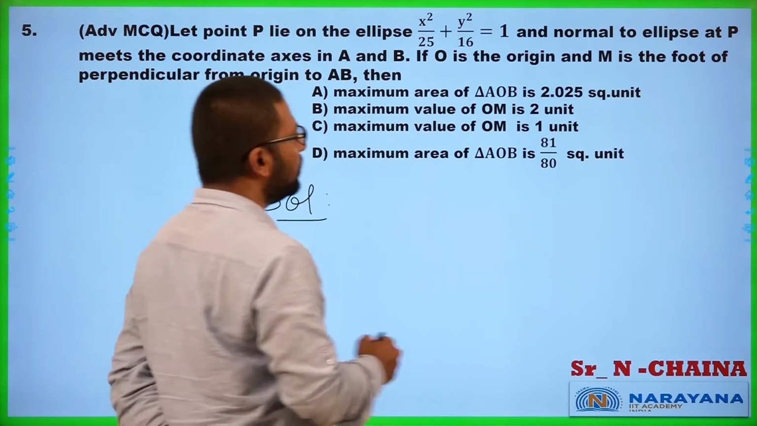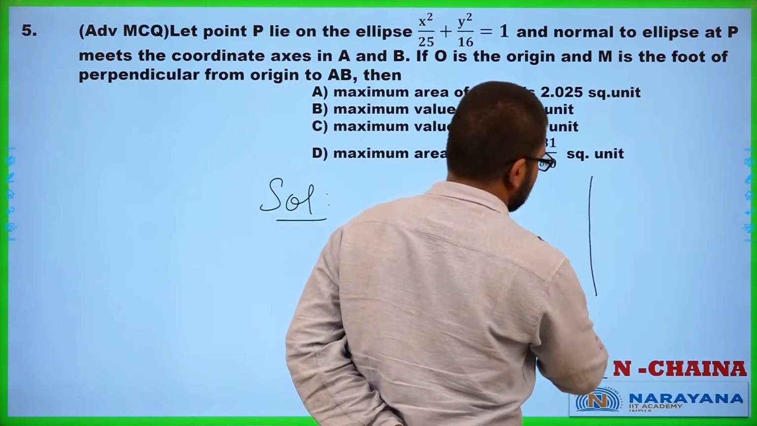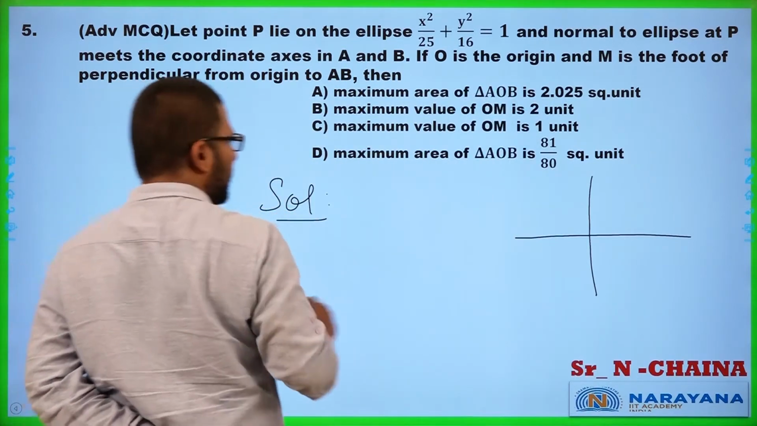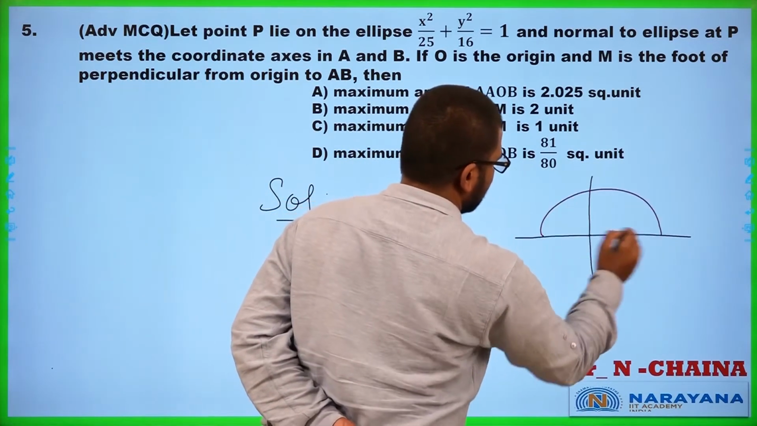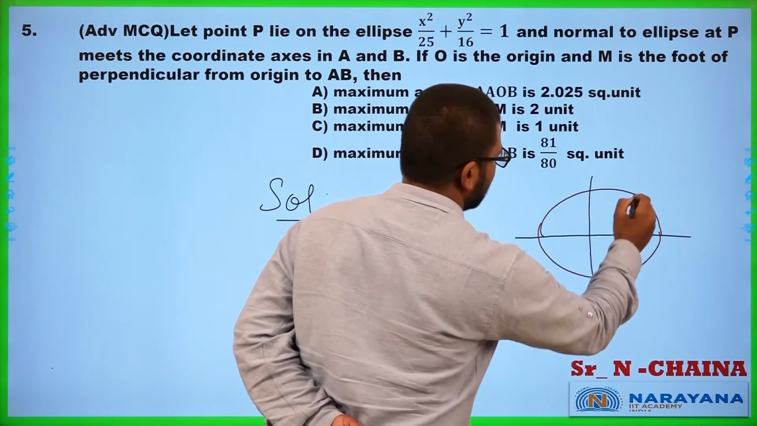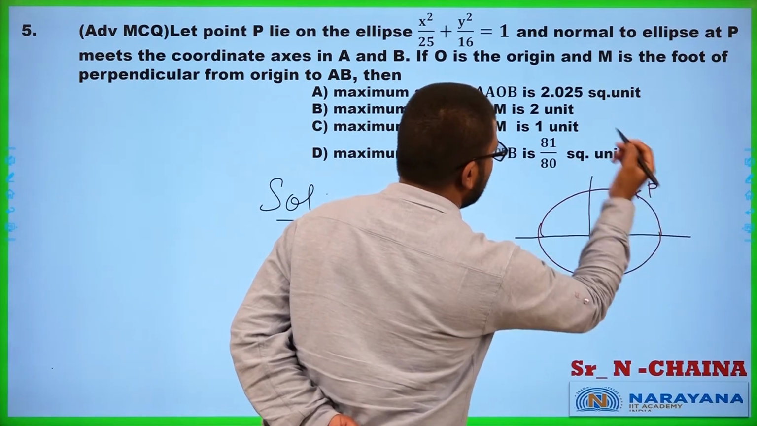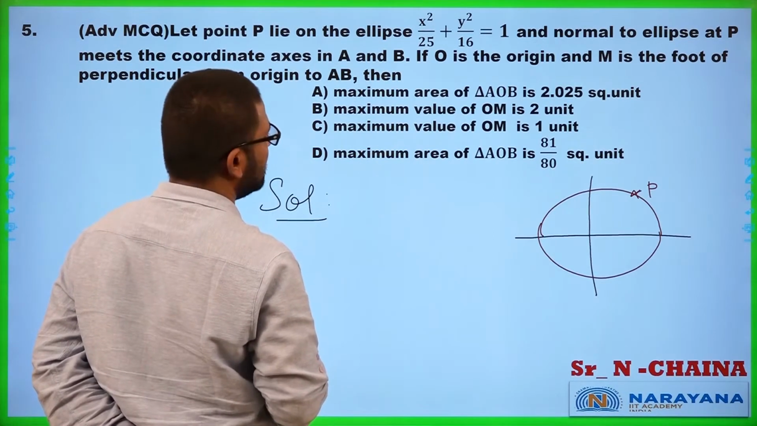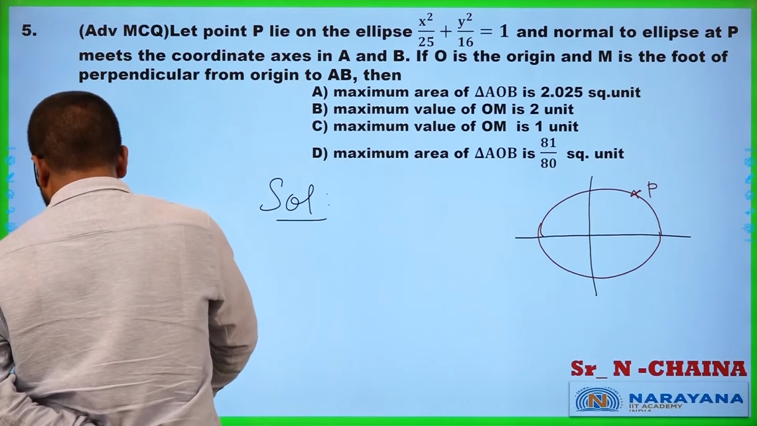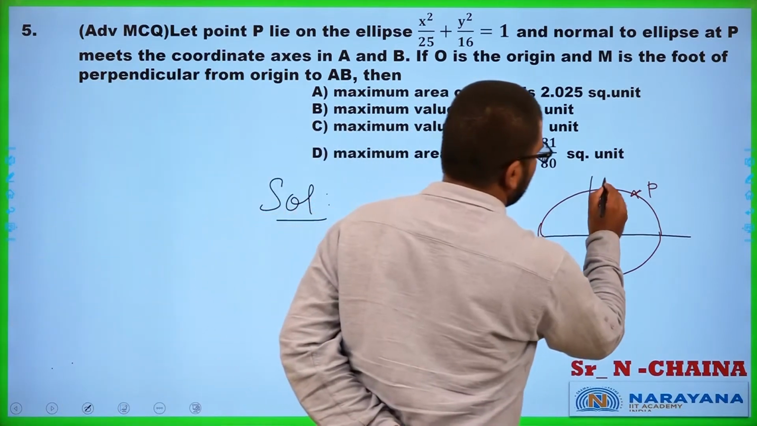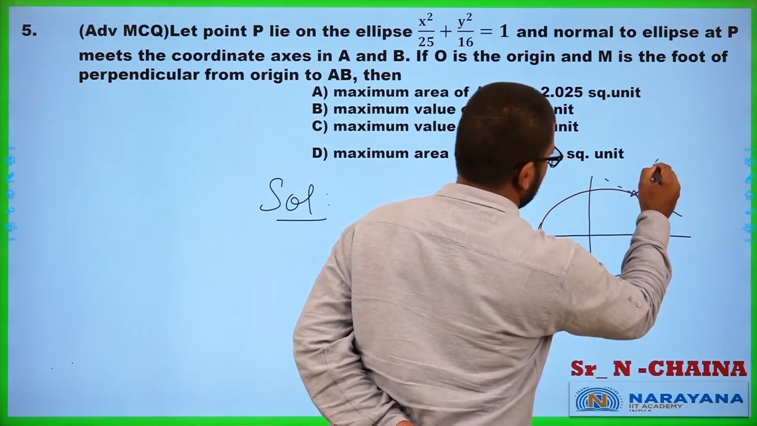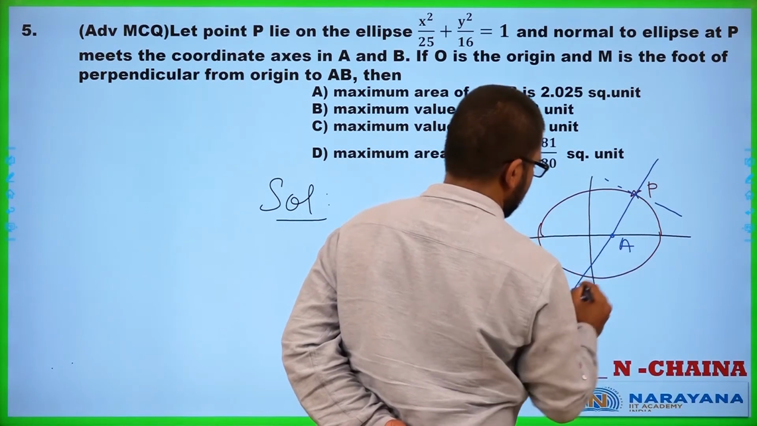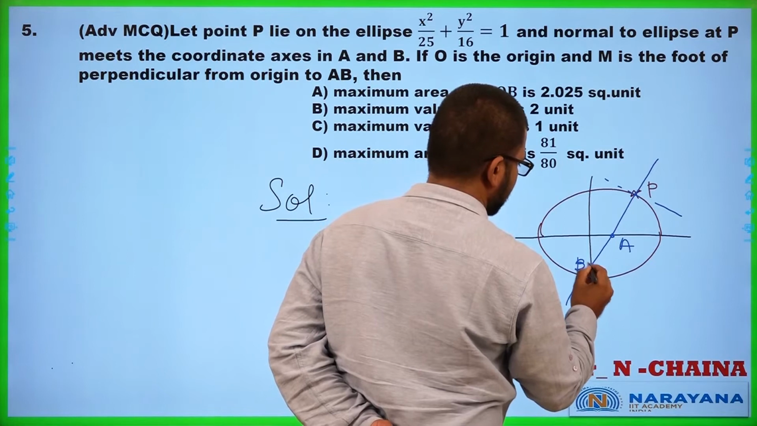Okay, alright. So we have this ellipse and the general point P on it. A normal at the point P on the ellipse meets the coordinate axes in A and B. So this is point A, this is point B.